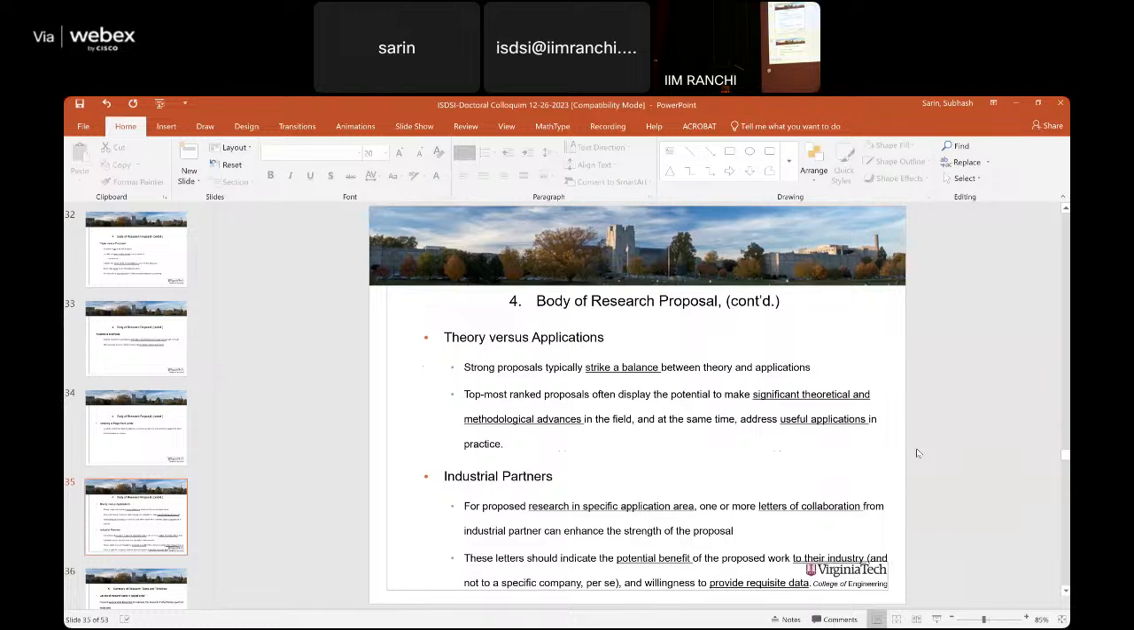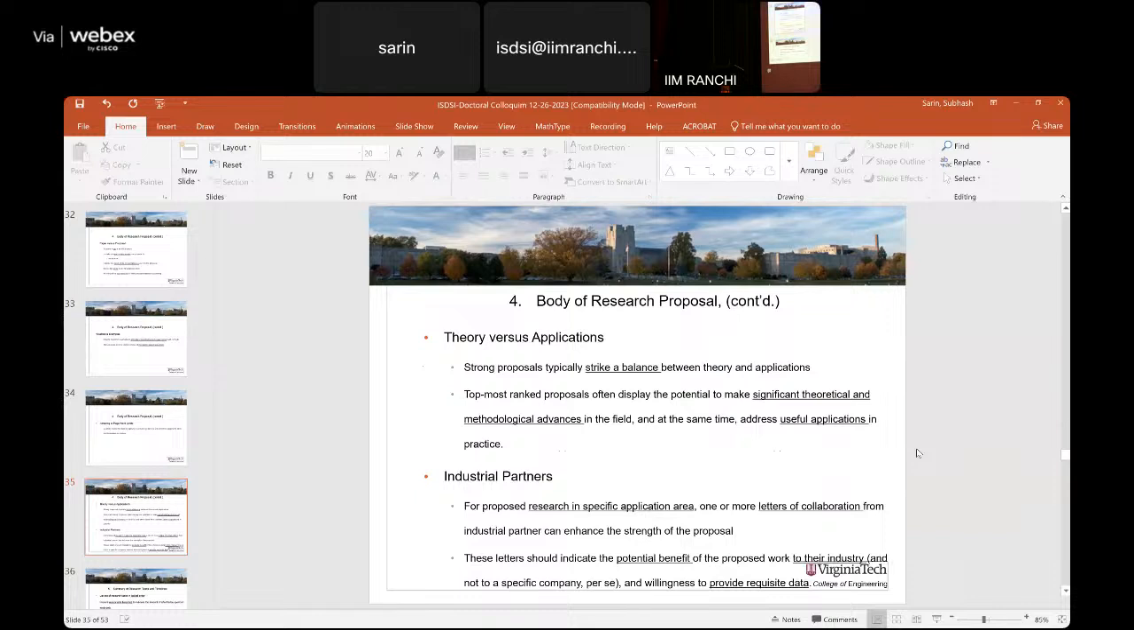So the top ranked proposals that I've seen in my life over several years display potential for making both significant theoretical and methodological advances, as well as the use of those approaches in practice. So it is not totally development work. It has to be basic work, but you relate that to something useful, an application in mind. And once the reader has that application in mind, then they can see how the new ideas that you're proposing, the breakthrough that you're trying to achieve, can be applied in real life.